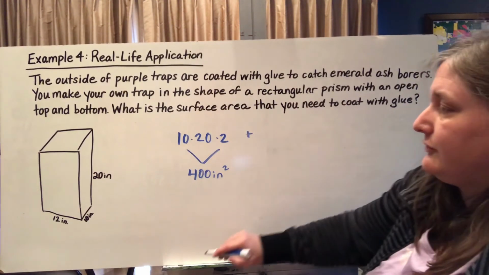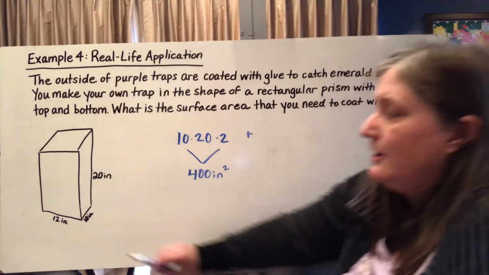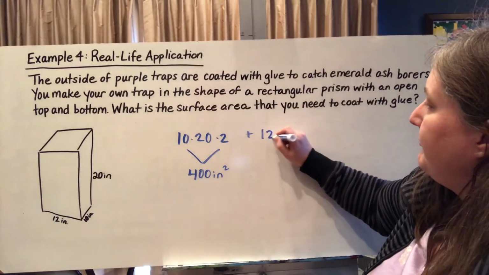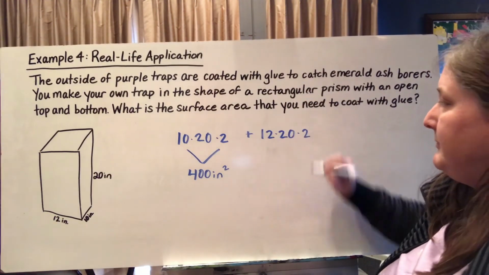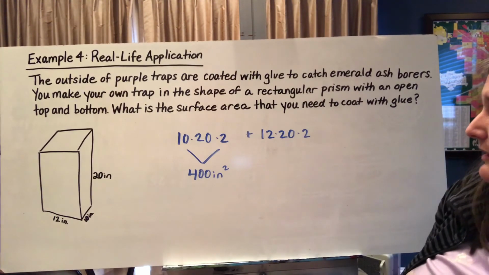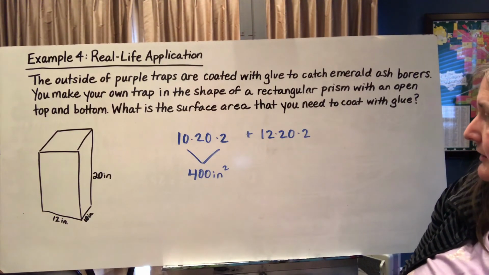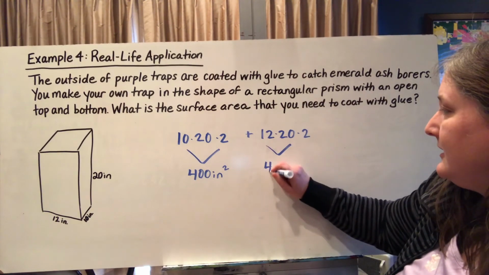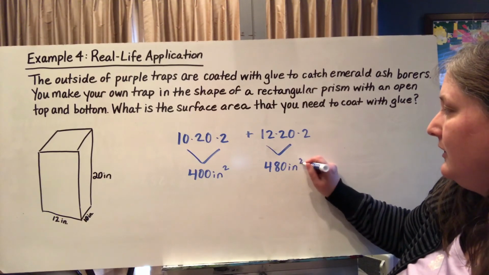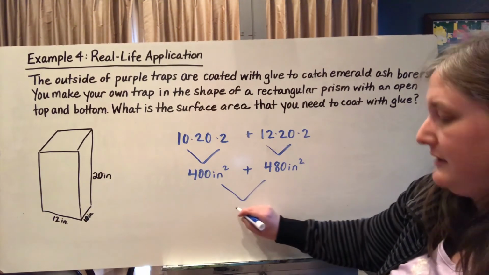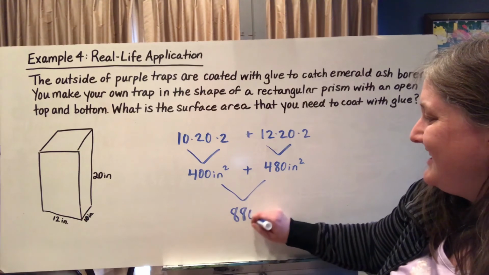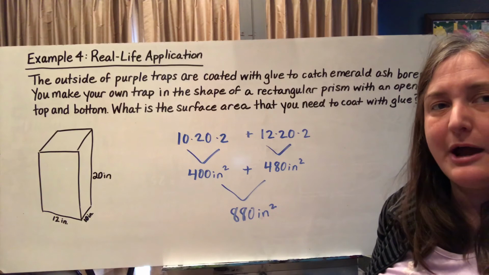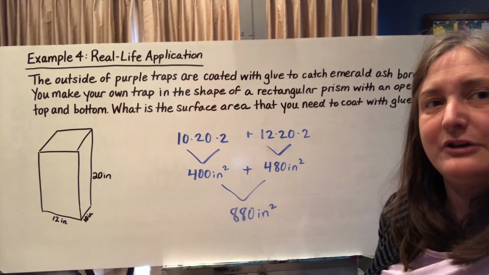Now I'm also going to have to coat the front and the back, which have dimensions of 12 by 20. So 12 by 20, and since it's the front and back, there's going to be 2 of them. So in this case, the 12 by 20 by 2 is going to give me a total of 480 inches squared that I have to coat with glue. And altogether, this is 880 inches squared that needs to be coated with glue in order to have my trap working to catch the emerald ash borer beetles.